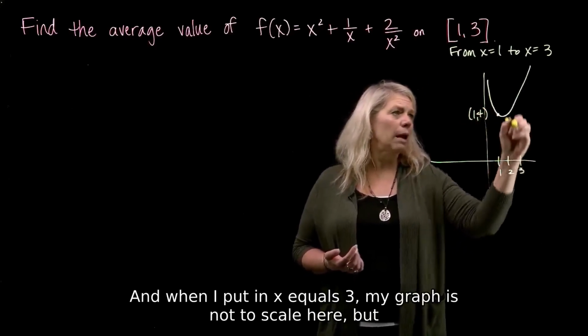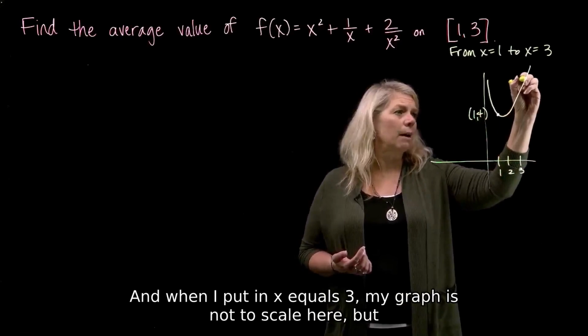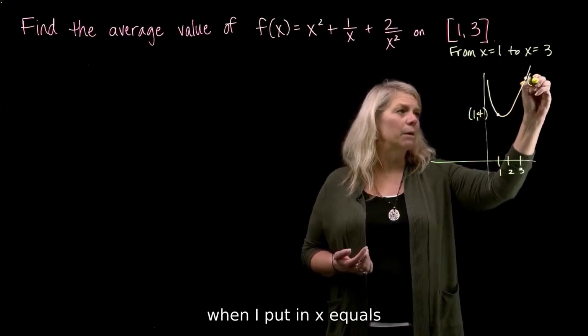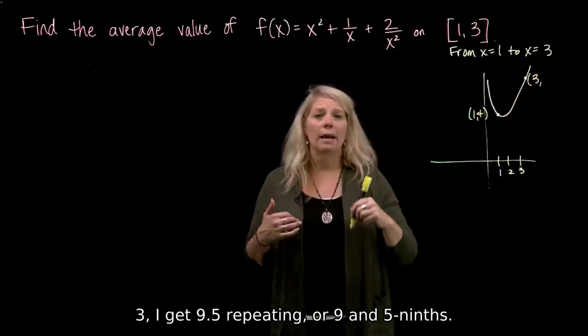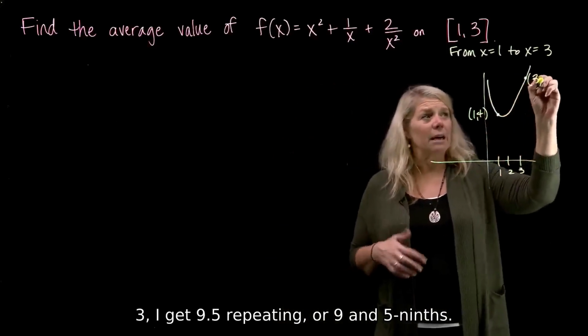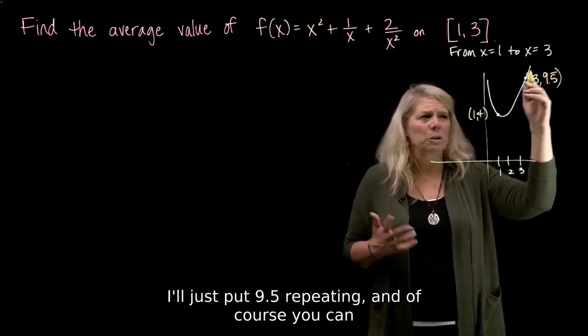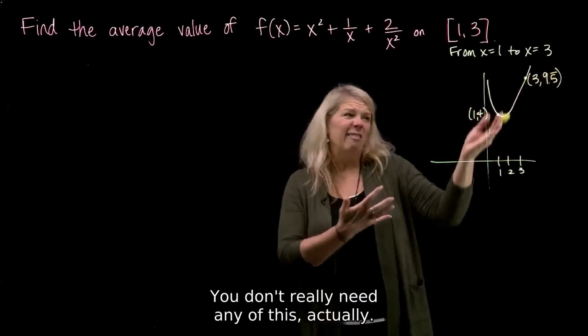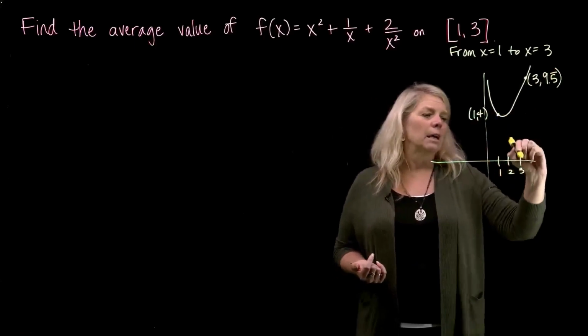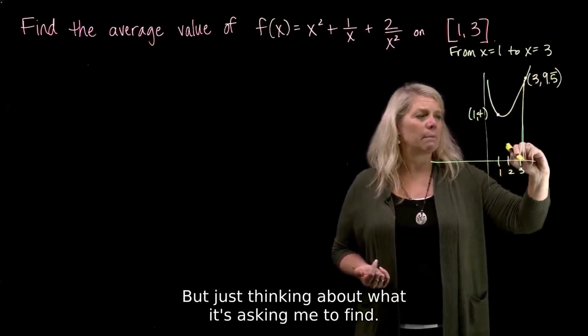So that's the point (1, 4). And when I put in x equals 3, my graph is not to scale here, but when I put in x equals 3, I get 9.5 repeating, or 9 5/9. I'll just put 9.5 repeating. And of course, you can use a decimal approximation. You don't really need any of this, actually, but it's just thinking about what it's asking me to find.